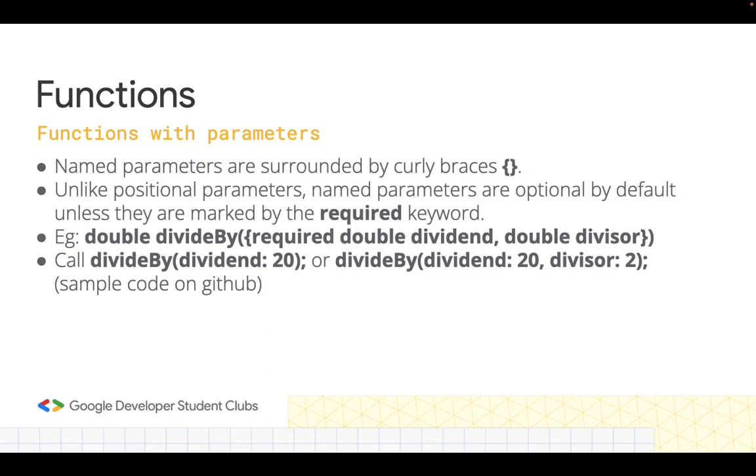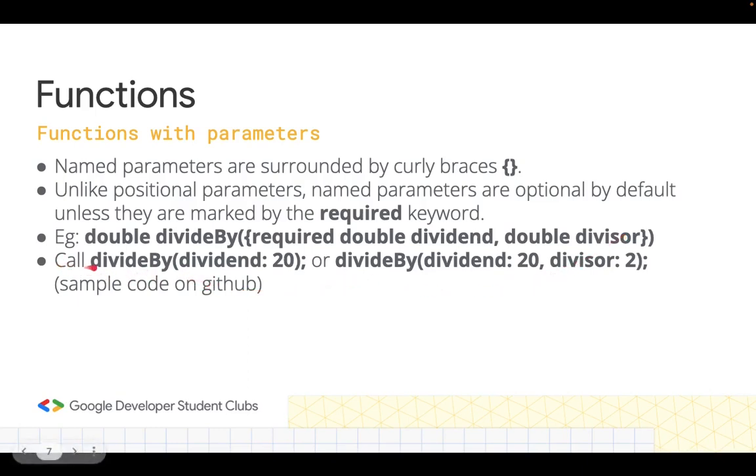You can choose to add them to your call or not. If you want them to be required, needed by force, you have to use the required keyword before the data type of the parameter when defining the function. As you can see over here, I put required in front of the double of the dividend, and I left the divisor free. So I'll show you how the whole function works.